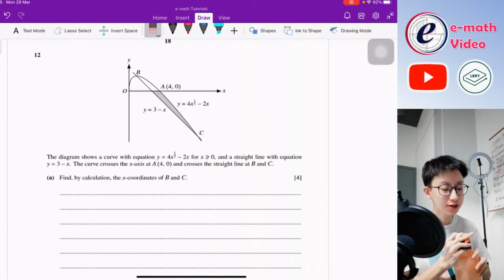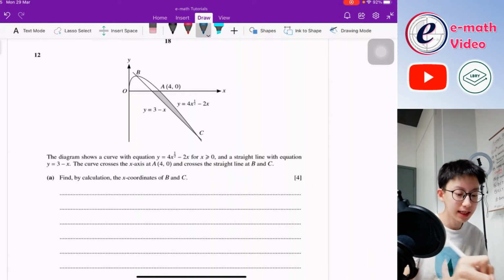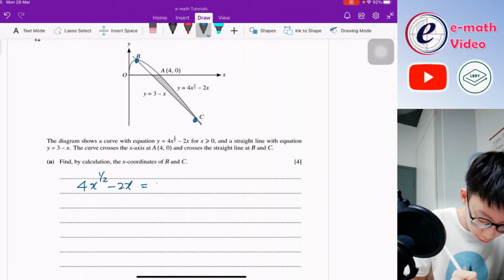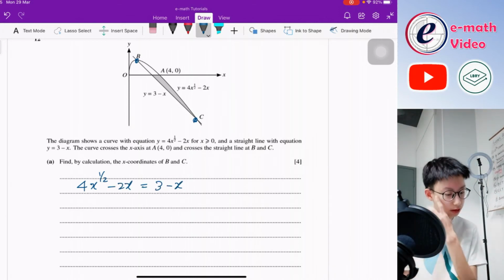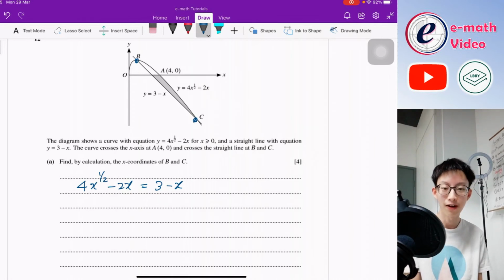Find the x-coordinate of B and C, which means they actually find the intersection of the line and the curve, right? So very easy lah. Just 4x to the half minus 2x equals to 3 minus x. Okay. So when you first look at it, you say, hey, we have x to the power half. How do we do that? We don't know how to solve the equation.